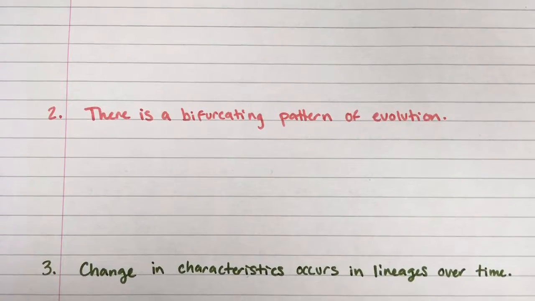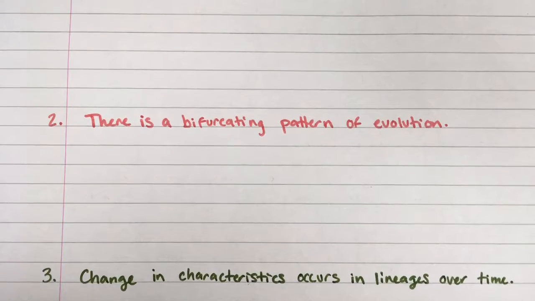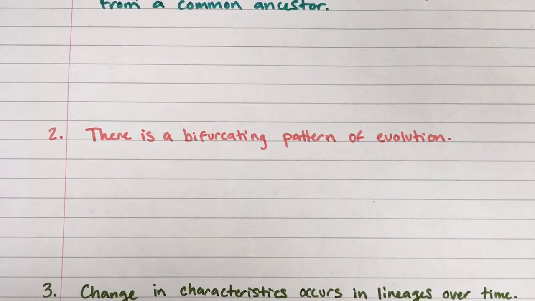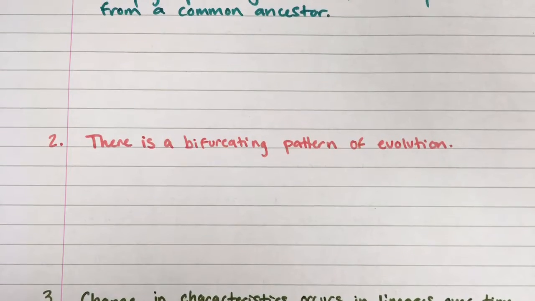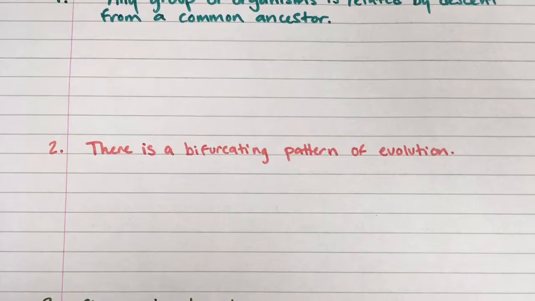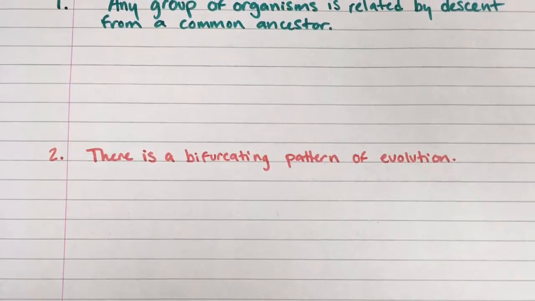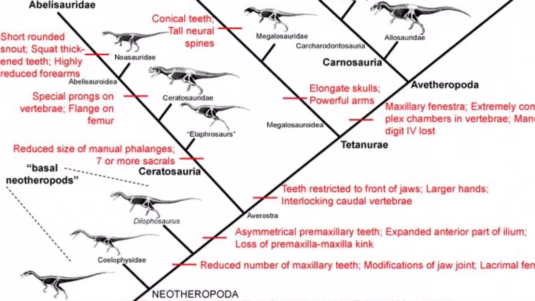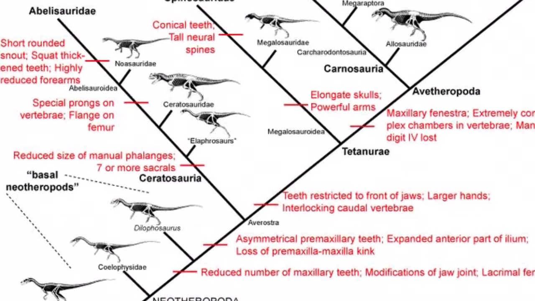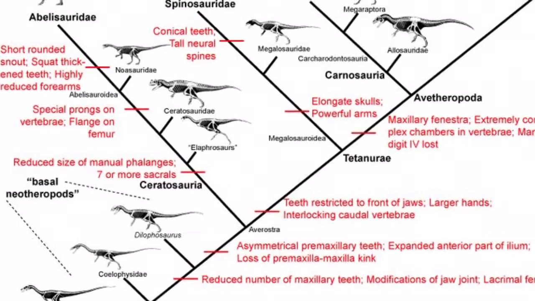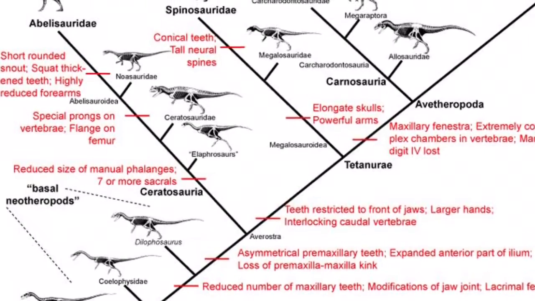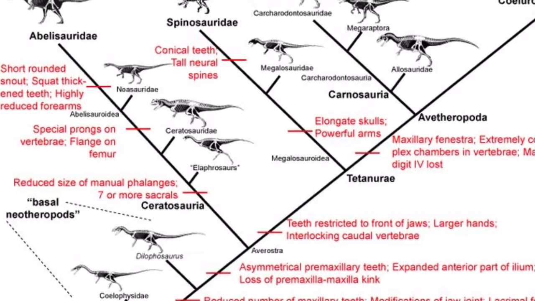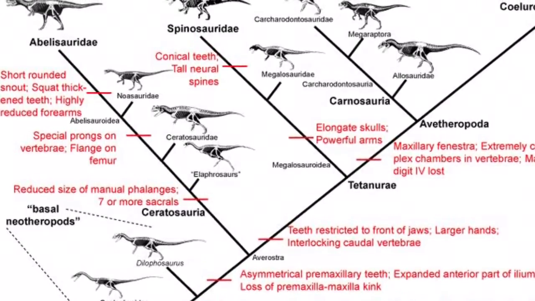The first assumption is that any group of organisms is related by descent from a common ancestor. This is incredibly important for evolutionary biology because it means that all organisms at some point were once related. The second assumption is that there is a bifurcating pattern of evolution. This assumption perhaps is the most controversial, but is necessary all the same. The third is that change in characteristics occurs in lineages over time. And this is important for cladistics because traits do not arise at internodes.